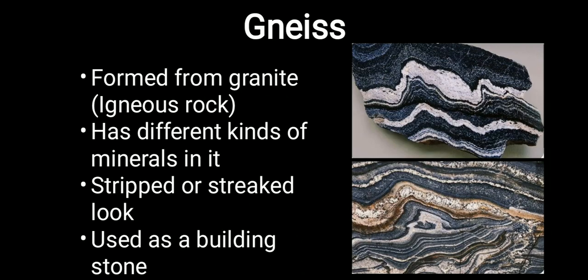Now, next is gneiss. It is formed from granite, that is igneous rock, and it has different kinds of minerals in it, which gives it a striped or streaked look. It is used as a building stone.